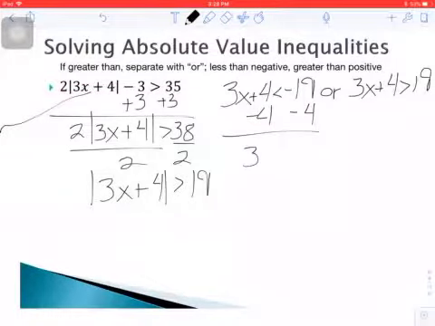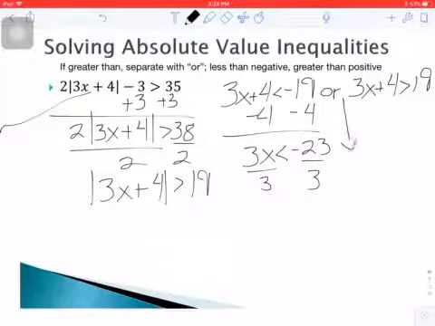If I'm going too fast, be sure to pause the video and catch up a little bit. And divide by 3. Don't forget to bring down the or. I'm going to go a little bit further down. You're going to have x is less than -23/3.